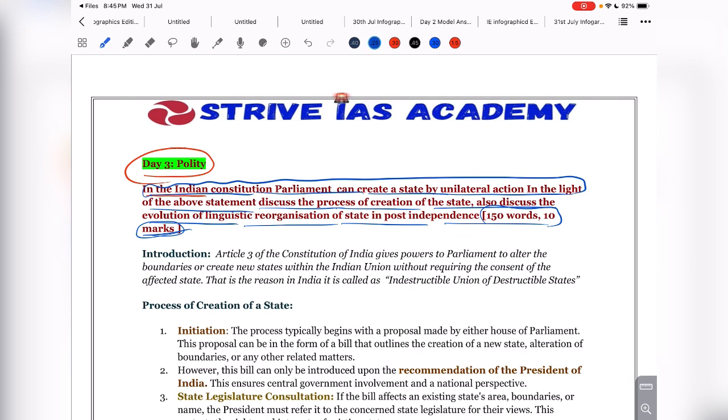Let's find the core demand. In the Indian Constitution, Parliament can create a state by unilateral action. In light of the above statement, discuss the process of creation of a state. So you have to show how Parliament can create a state by unilateral action, that means without taking the consent of the states. You can write this in your introduction or in one paragraph after it. But the core demand is to discuss the process of creation of a state. You have to give first emphasis to this part, which is the first part of your answer.